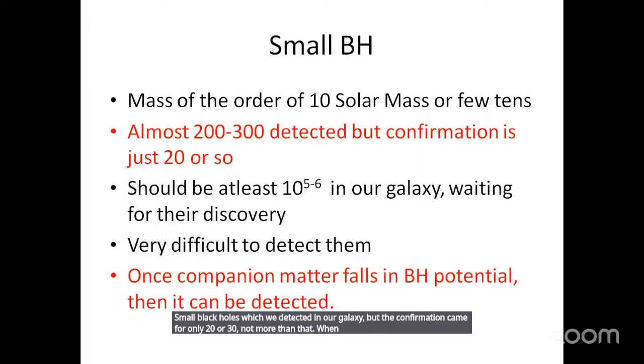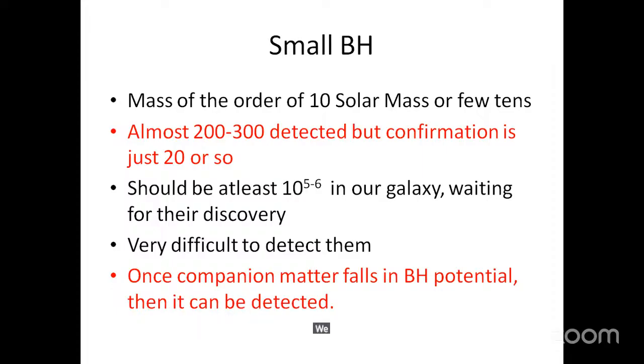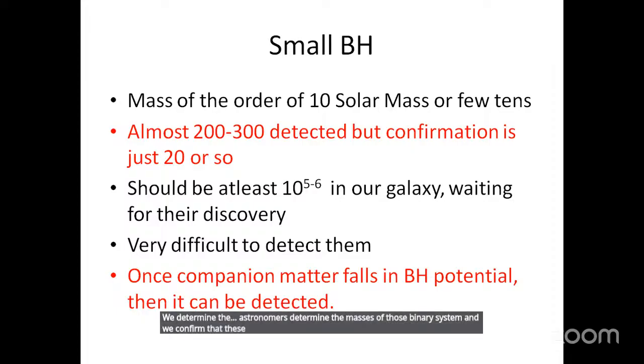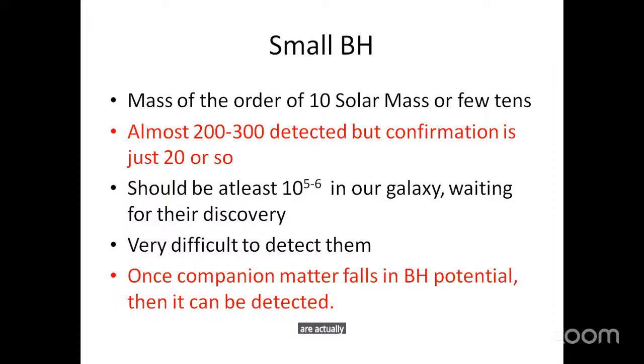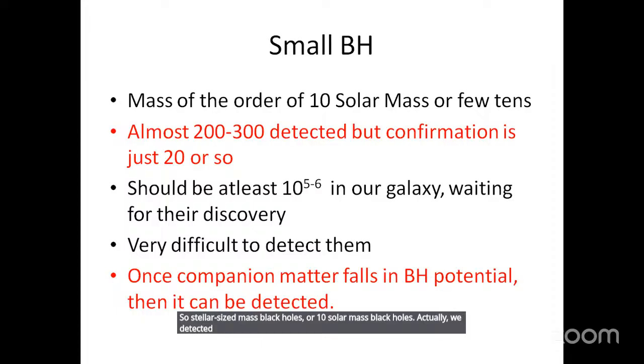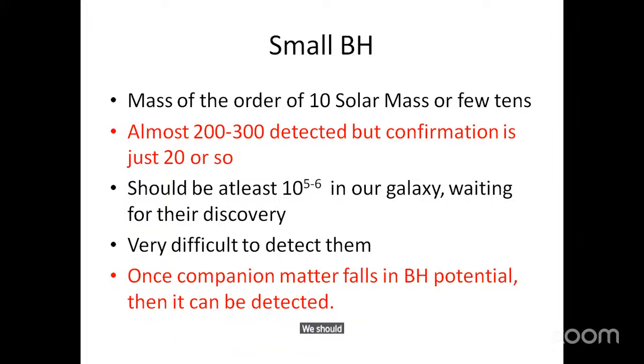When I say confirmation, confirmation means dynamical confirmation, that is using Kepler's laws. Astronomers determine the masses of those binary systems, and we confirm that these are actually stellar size mass black holes, or 10 solar mass black holes. Actually, we detected 200, 300, but they are indirect methods by which we say that they are black holes. Theoretically speaking, we should see almost 10 power 6, or let's say 1 million, stellar size mass black holes in our galaxy. But we couldn't detect them because most of the time these black holes are in quiescent phase.